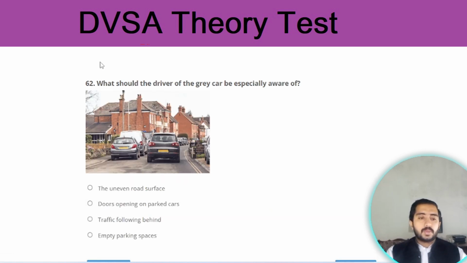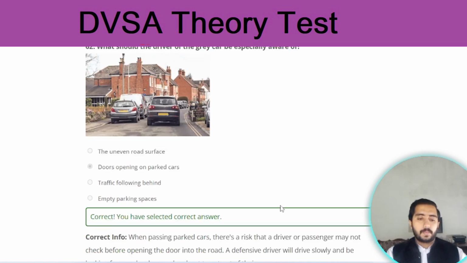Next one. Question number 62. What should the driver of the grey car be specially aware of? The grey car driver should be especially aware of doors opening on the parked car. Option B is the correct one.